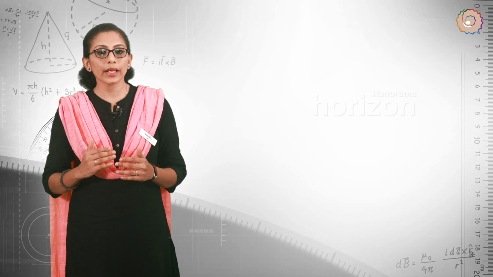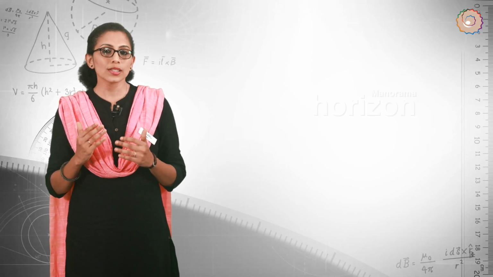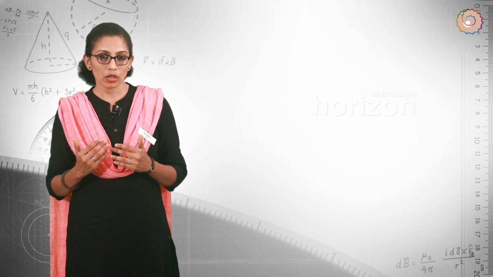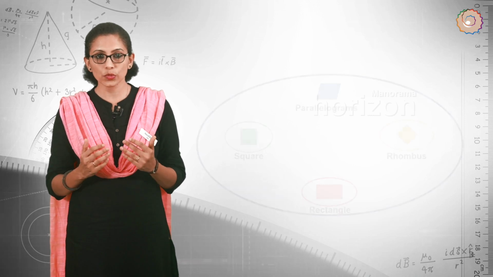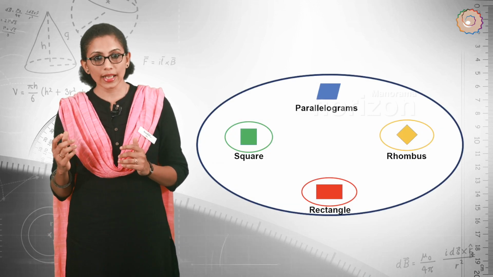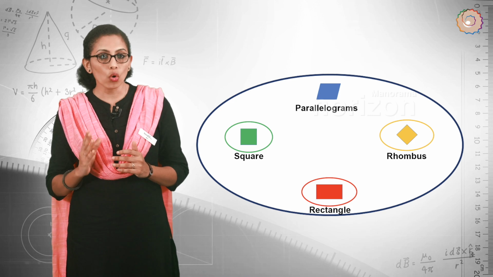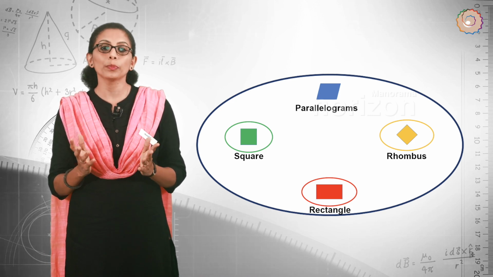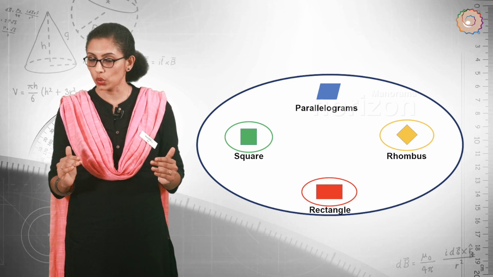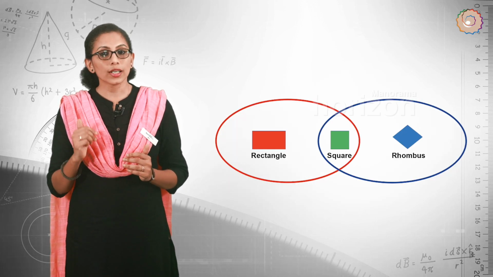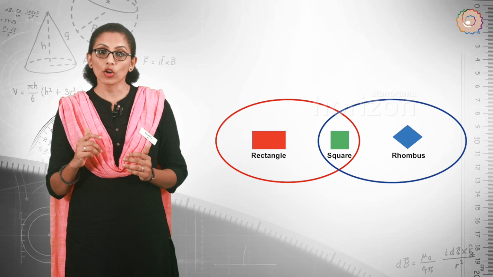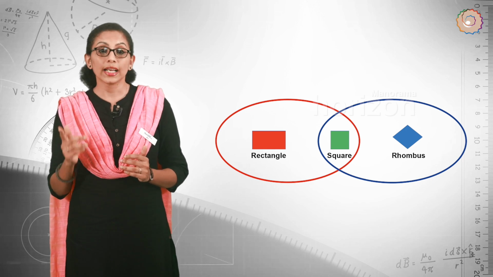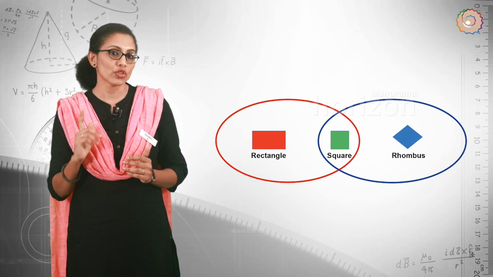So, after comparing all these quadrilaterals, some conclusions we need to make out, some points to remember. The first one, a square, rectangle and rhombus are all parallelograms. What is the reason? In all the three, both pairs of opposite sides are equal. Second one, a square is a rectangle and also a rhombus, but a rectangle or rhombus is not a square.